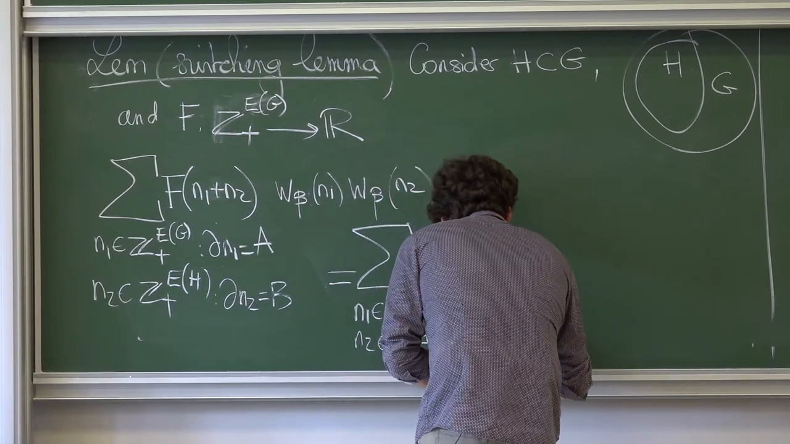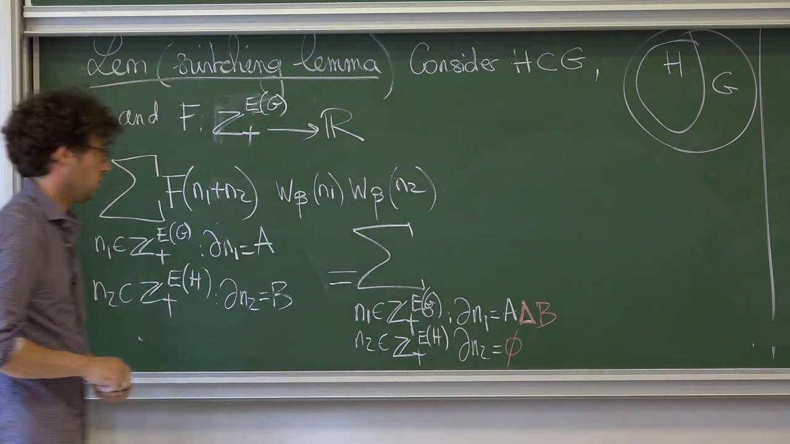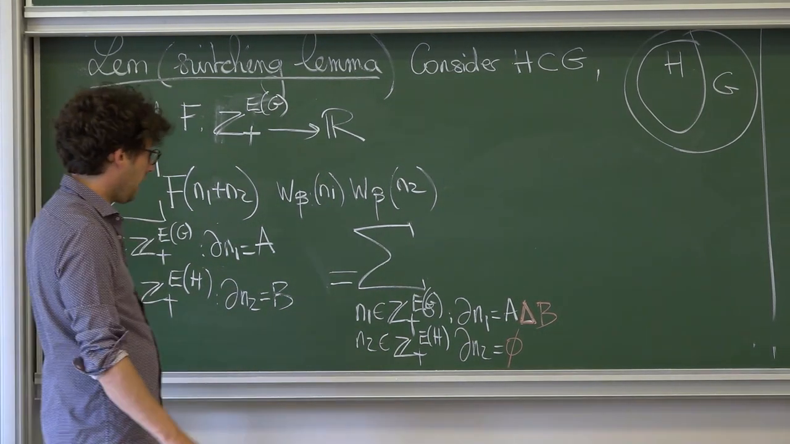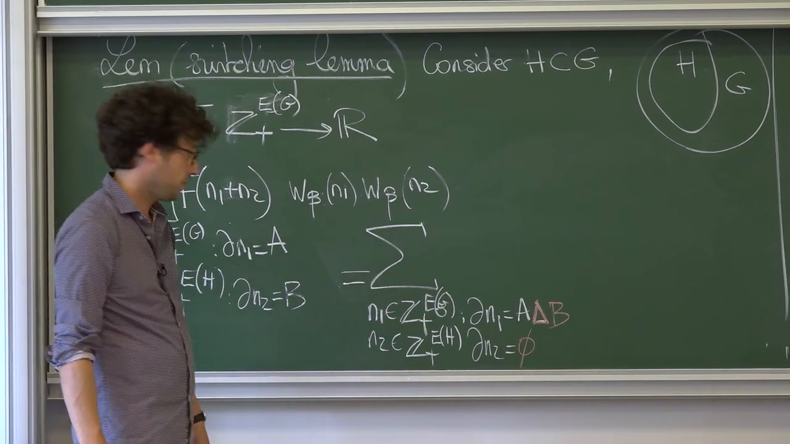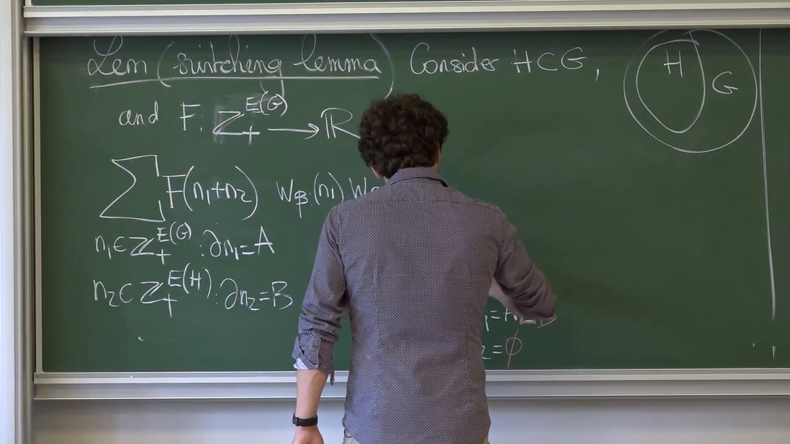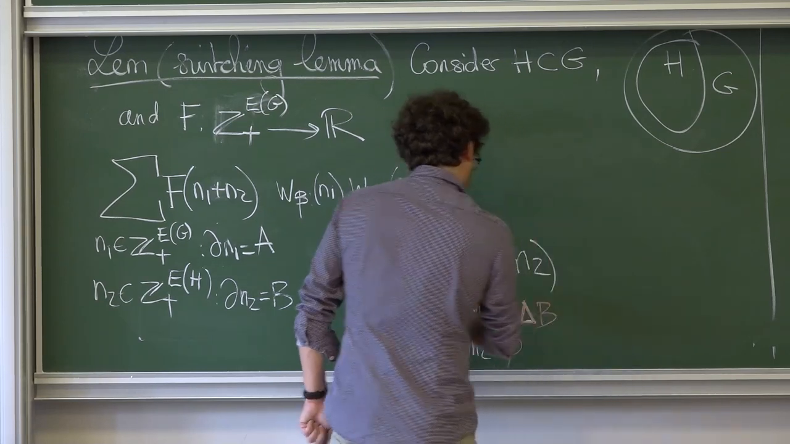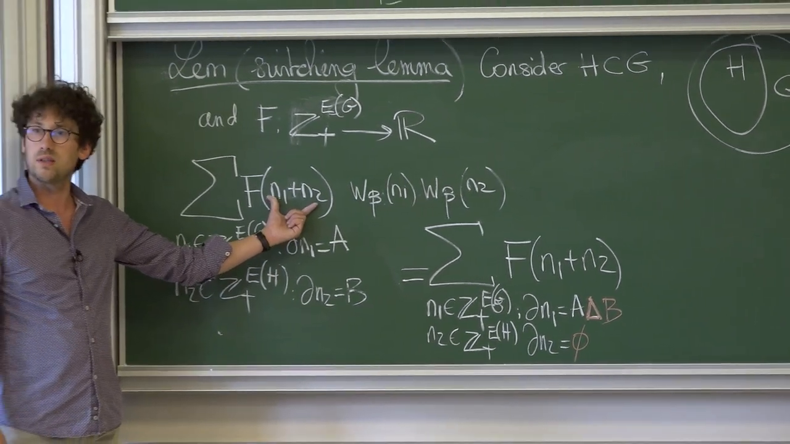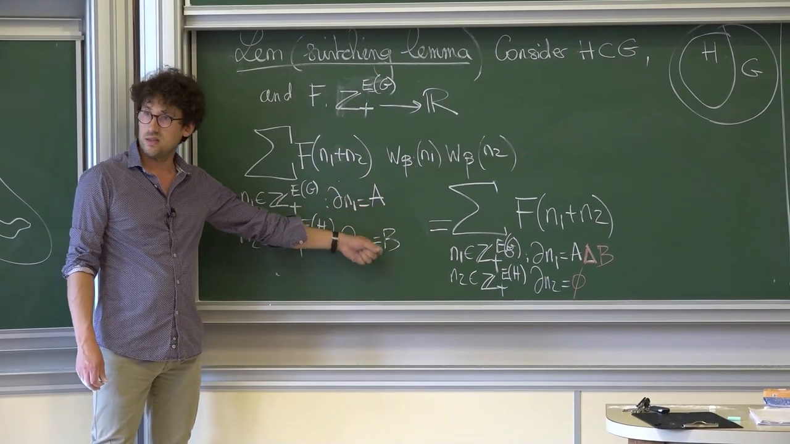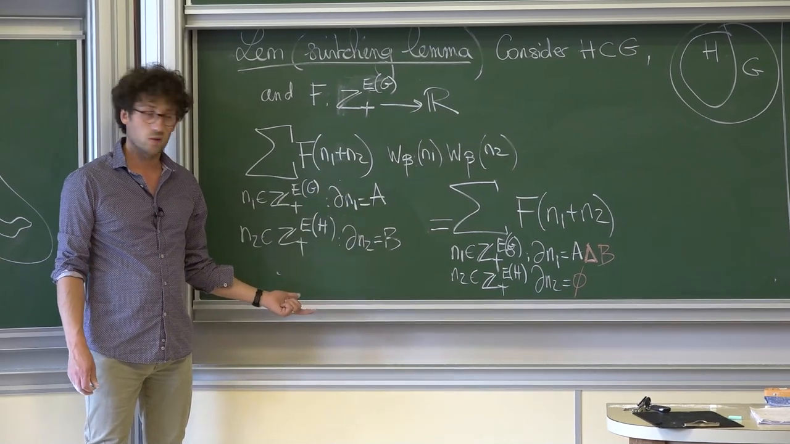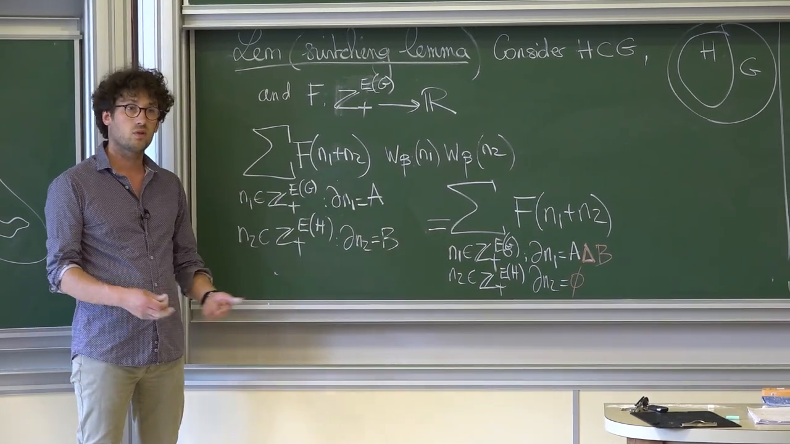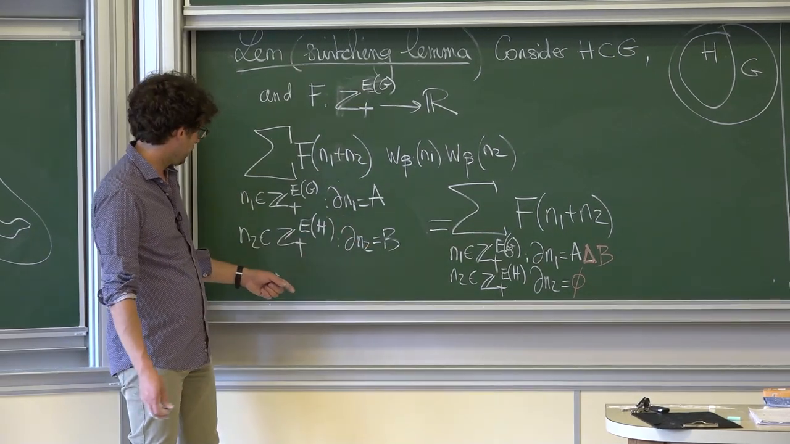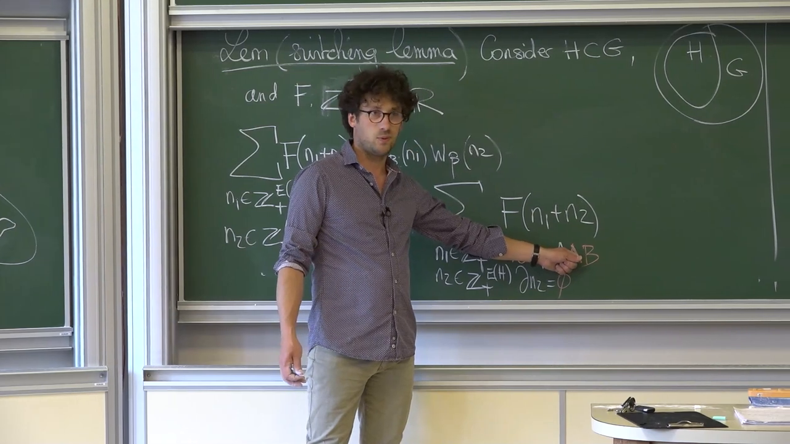So if I put the sources of the second on the first one, now I have the empty set on the second, and I have sources A symmetric difference B in the first one. Well, what I claim is that here I can keep n1 plus n2. By the way, notice what the set of sources of n1 plus n2 is? If n1 has sources A and n2 has sources B, the sum of the two has as its set of sources the symmetric difference. Oh, for the physicists, sorry, I should have said that. This is the symmetric difference between the two sets. Okay?